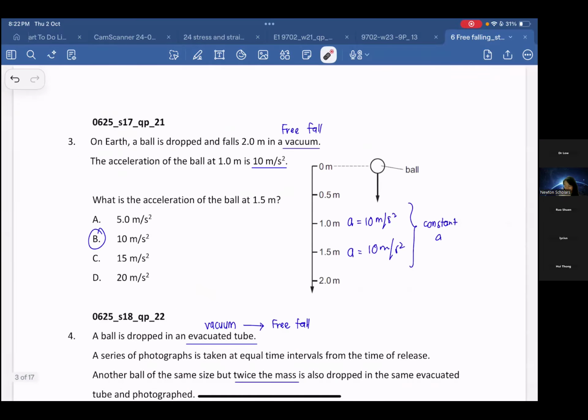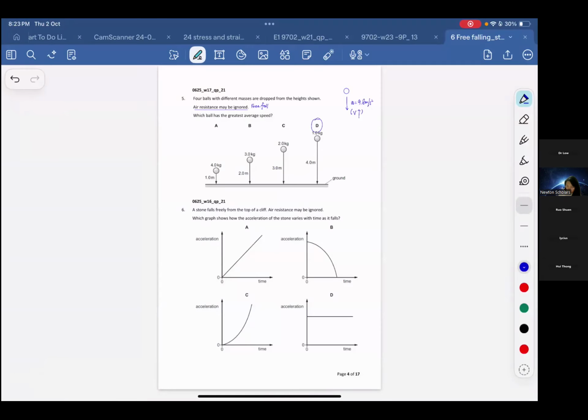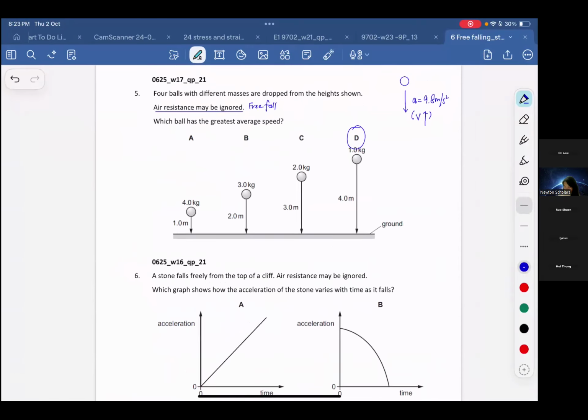So for this question, the answer should be D. It should be D. What's going on? It doesn't allow me to draw a circle. Okay. Any question, dear?